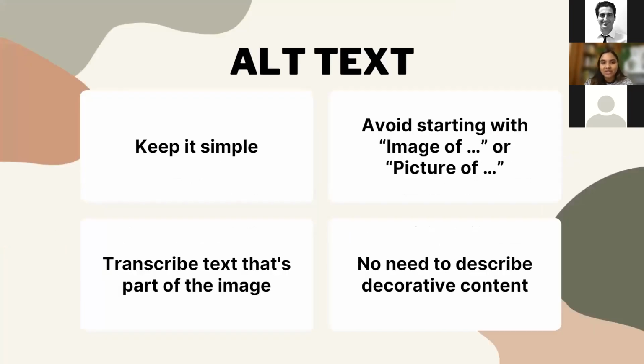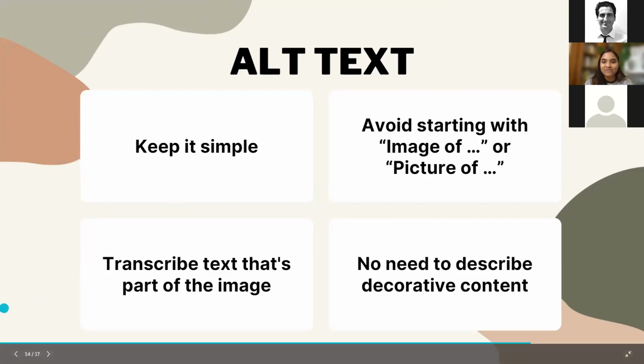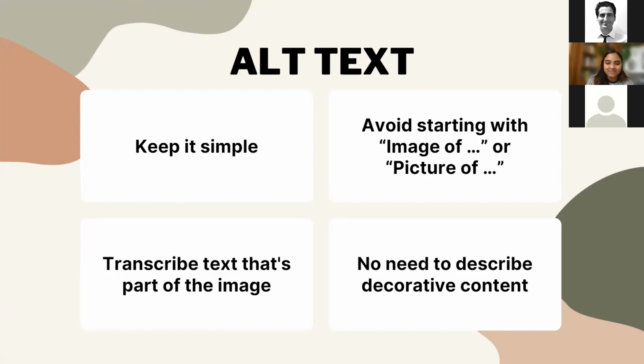So similar to earlier, keep it simple. With alt text, it's inherent that they're images, so you don't have to write "image of" or "picture of," but you can just describe what's in that image. If there's text in the image, you can transcribe what the text is saying. And then if there's decorative content, like in my slides, you see there's little colors around here, no need to describe decorative content when they're there.